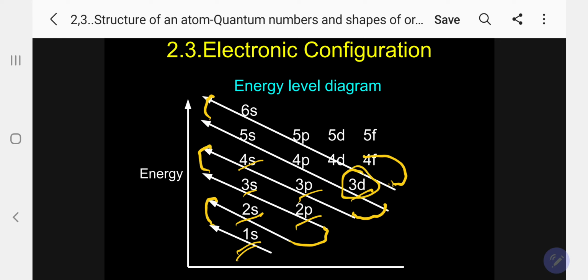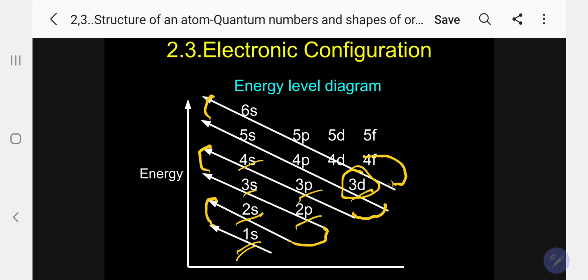Only after filling up 3D, we have to go for 4S. That's why it is taking an electron from the 3D orbital. When it is incomplete in copper, it is taking 1 electron from 4S because 3D is the lower level. But now I want to give one piece of information here because it is a higher level.